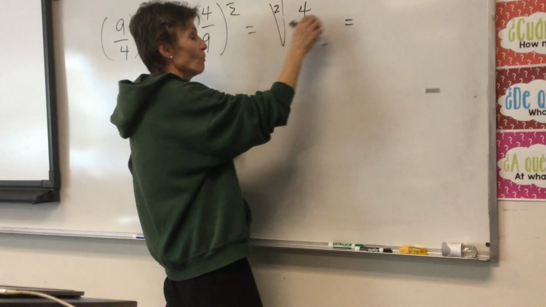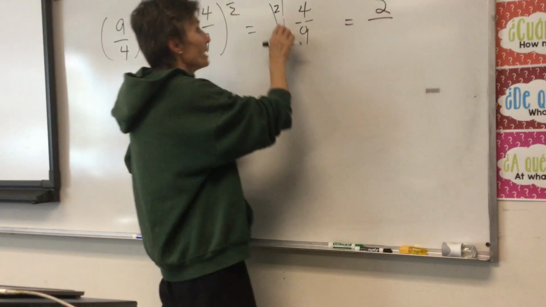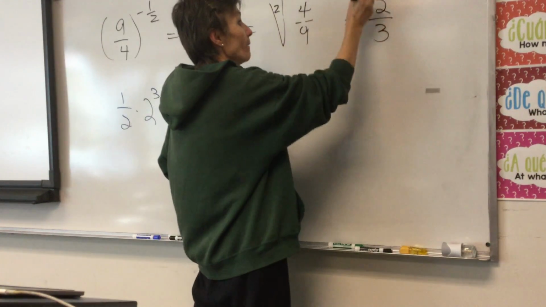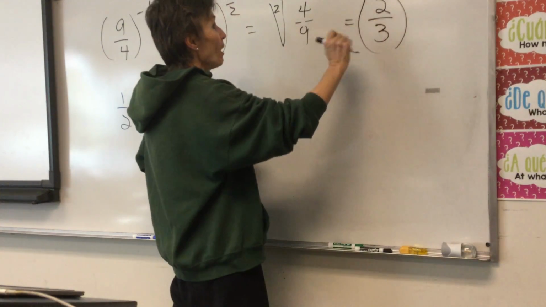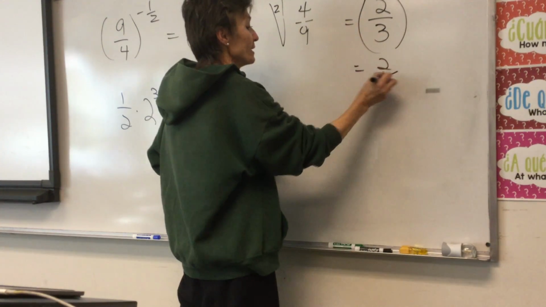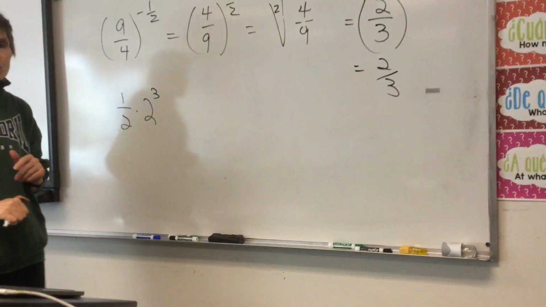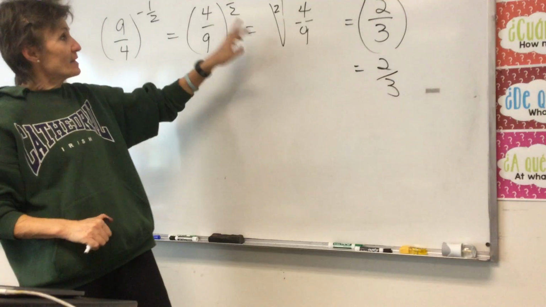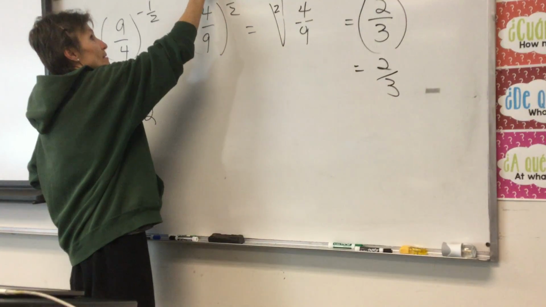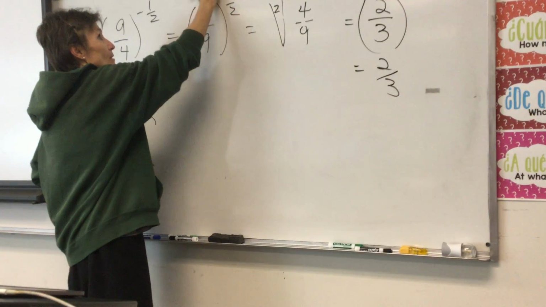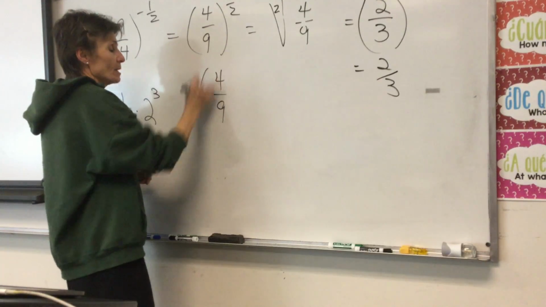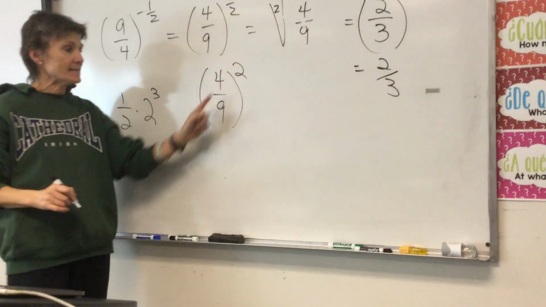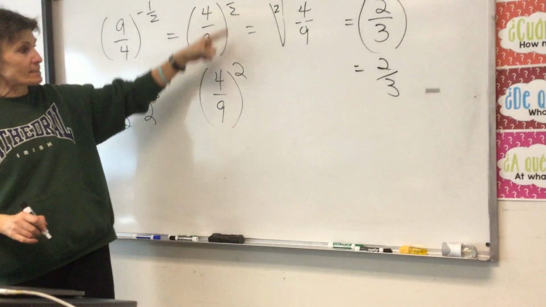What's the square root of 4? 2? And the square root of 9 is 3. Yeah. Now, that's to the first power, which doesn't really change anything, so our answer is just 2/3. Yeah, be real careful. This is different than this. This would be 16 over 81. You see the difference?